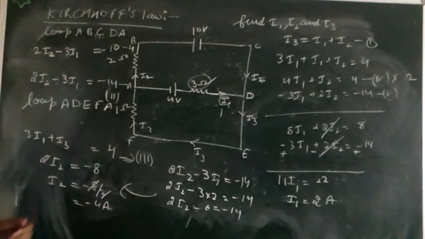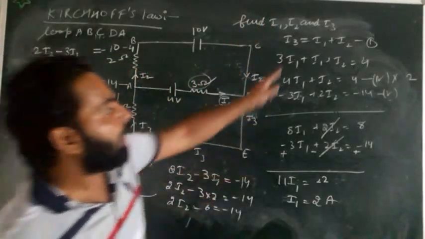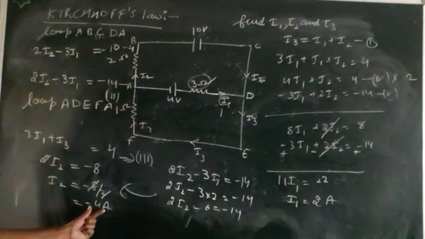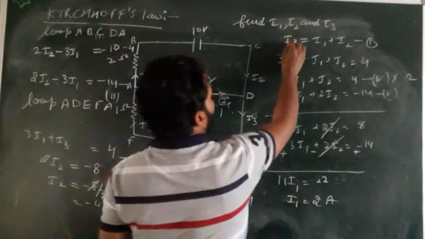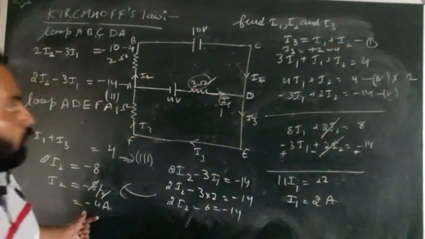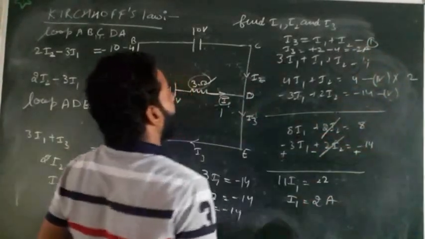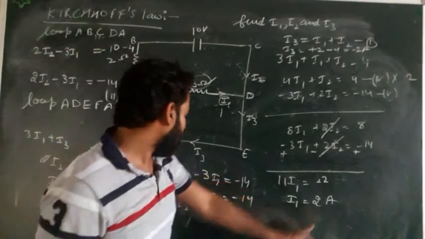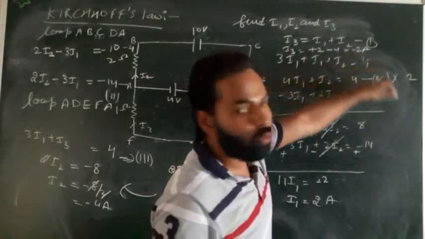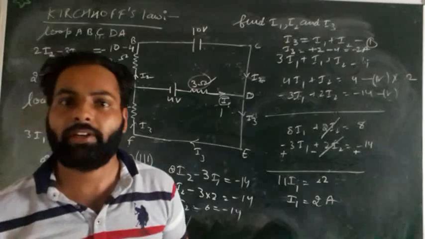Clear? Next, we want to find the value of I3. So I3 is equal to I1 plus I2. What is I1? That is 2. And what is I2? This is minus 4. So put here. So I3 is equal to plus 2 minus 4, that comes out to be minus 2 ampere. So what is the value of I1, I2, I3? I1 is 2 ampere, I2 is minus 4 ampere, and I3 is minus 2 ampere. So this is one example of Kirchhoff's law. There are many questions we will discuss later on.